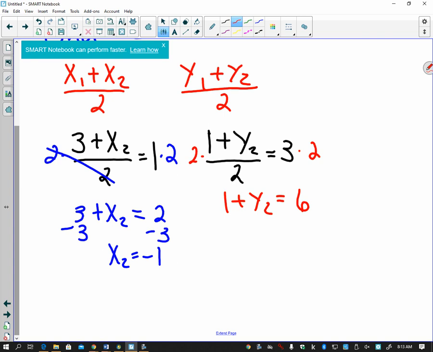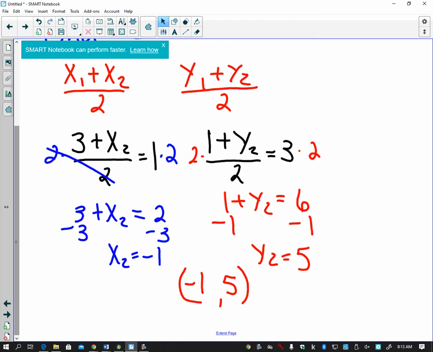Okay. All right, what do I do with the 1? How do I move it over? Subtract it over. So Y2 equals what? 5. Okay, so the coordinates for C are -1, 5.